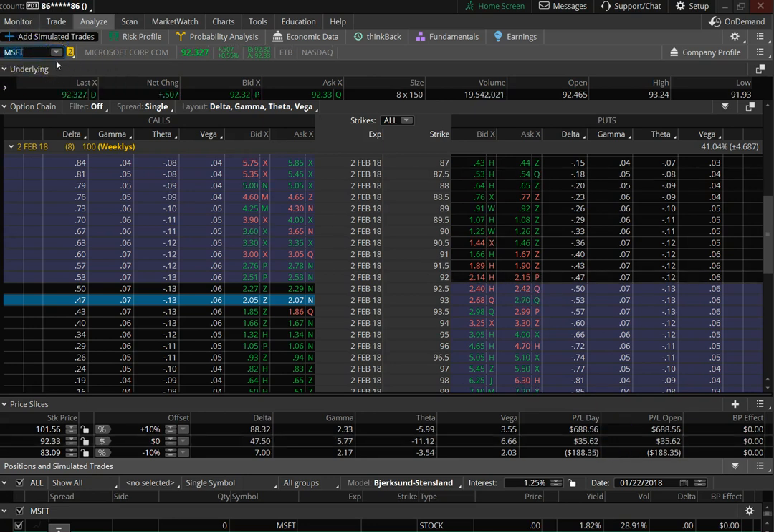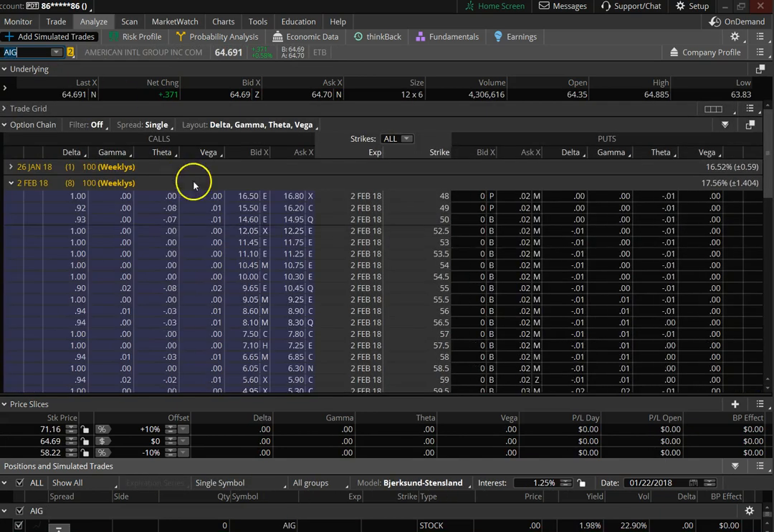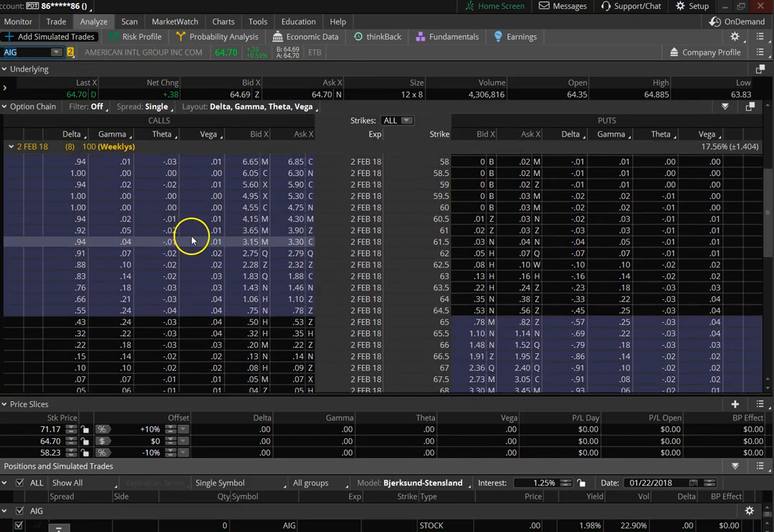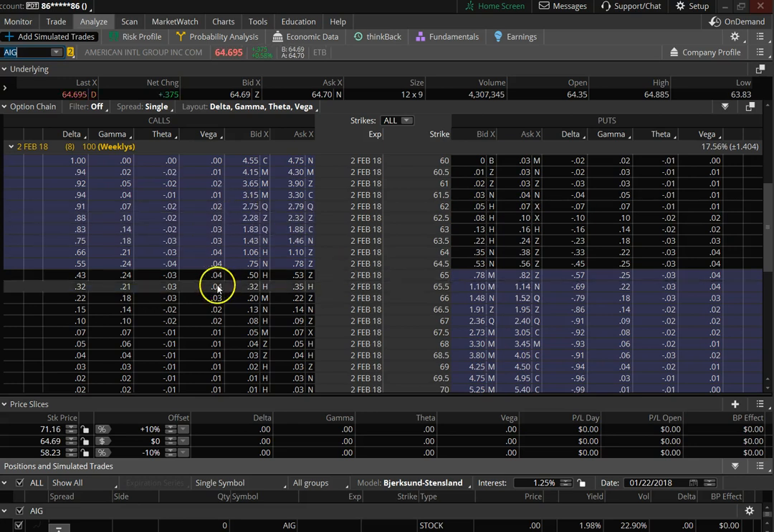What's another one you looked at? Okay, I know Dave was talking a little bit about AIG. Okay, let's look at AIG. We look at AIG, and again, it's 64.69. We look at the at the money, and this is very interesting because you could see in 8 days, what's the implied move? Look at the volatility, 17.56. And the implied move is only $1.40 plus or minus.